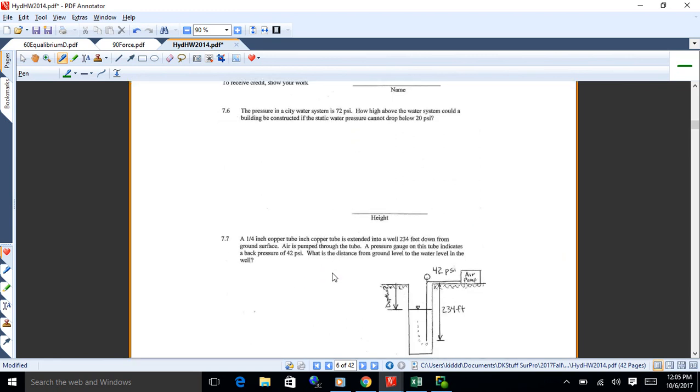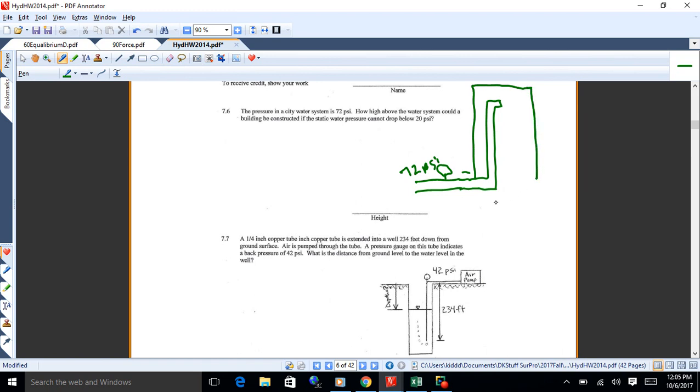6, pressure in a city water system is 72 psi. How high above the water system could a building be constructed if the static water pressure cannot drop below 20 psi? So basically what we're saying here is if you have a water pipe that's at 72 psi, and then we've got a building up here that the pipe feeds into, and I'm a little bit out of scale here, but here's the building, and this is 20 psi.